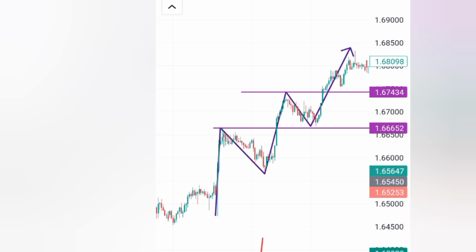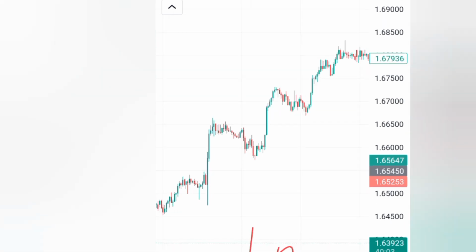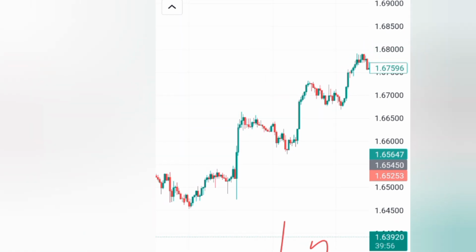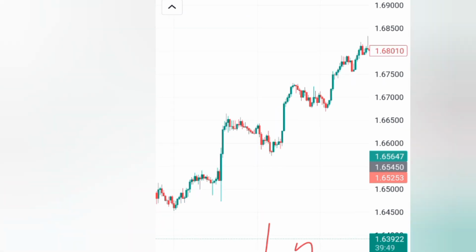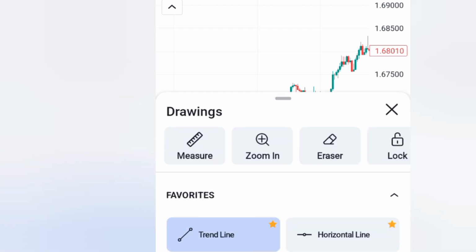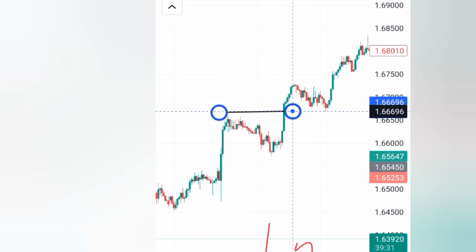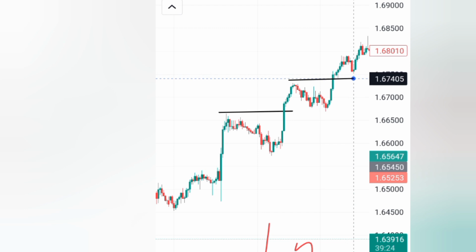So let's first see these two concepts I've discussed with you. If you come to your chart like here, you first look at the inefficiency and the market structure. You first see where the market is trending. Now you see the market is in the uptrend, so you look for the break of structure. Here you'll see that the market made a break of structure from here. The market made a break of structure from there. It also made a break of structure from here. But let me concentrate on this one.